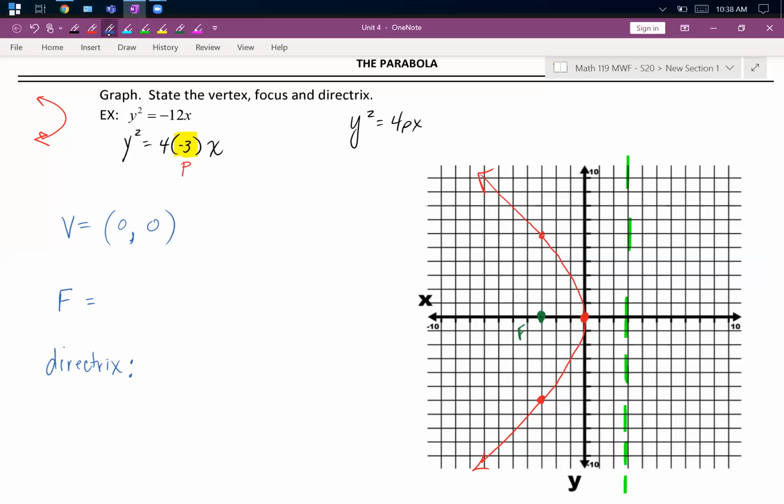Okay, so where is our focus located? Count over, -3, 0. And our directrix is a line, so make sure you write it as an equation of a line, and it's a vertical line. So it's going to be x equals a number, and that number is going to be x equals 3.